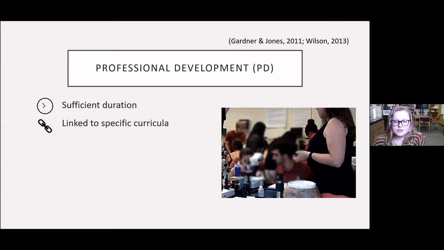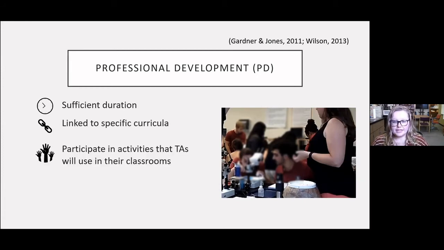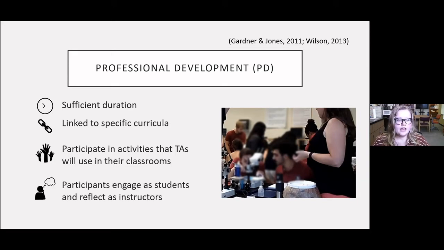It also needs to be linked to a specific curriculum. So each of the meetings were focused on the next upcoming lab that the TAs would be teaching. The TAs actually performed the labs while acting as students, while the PD facilitator acted as a TA. And then they were also encouraged to wear both their student and their teacher hat during the professional development to give them opportunities for reflection as well.